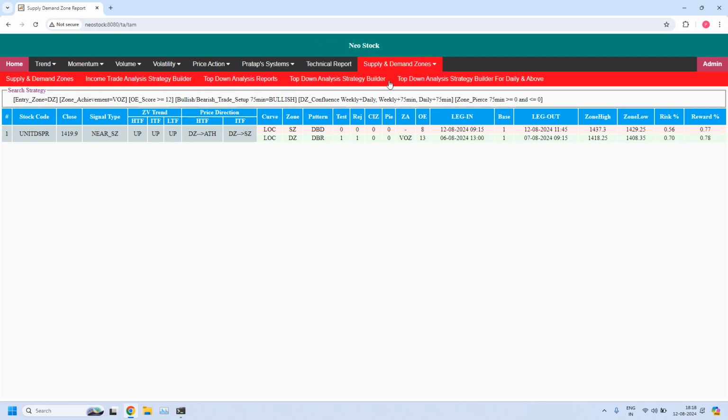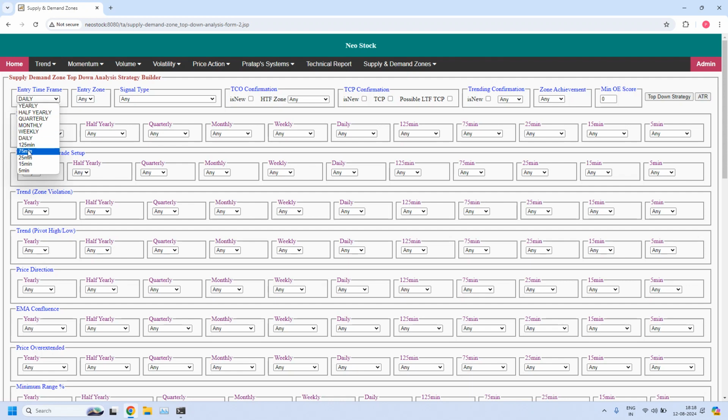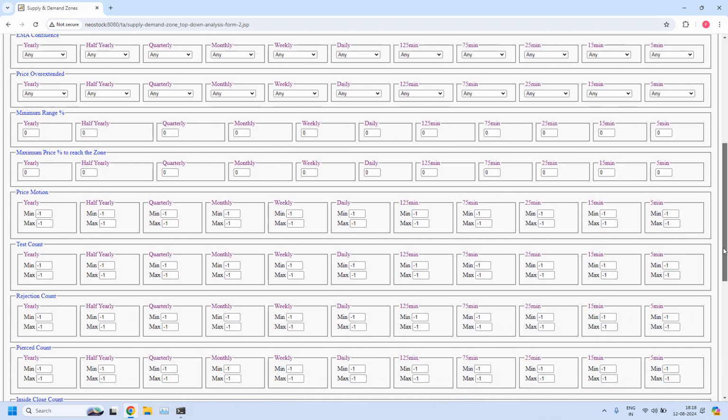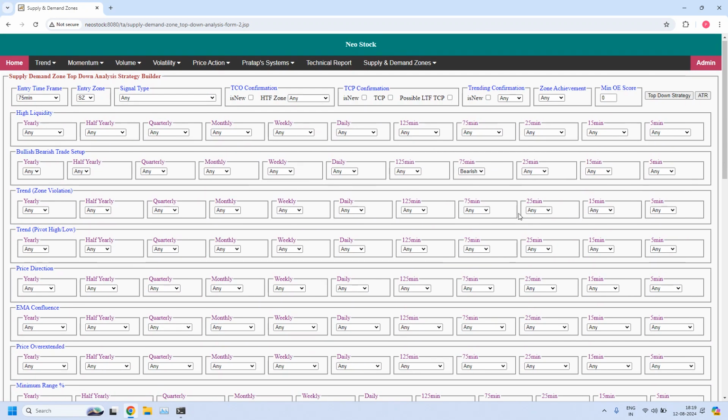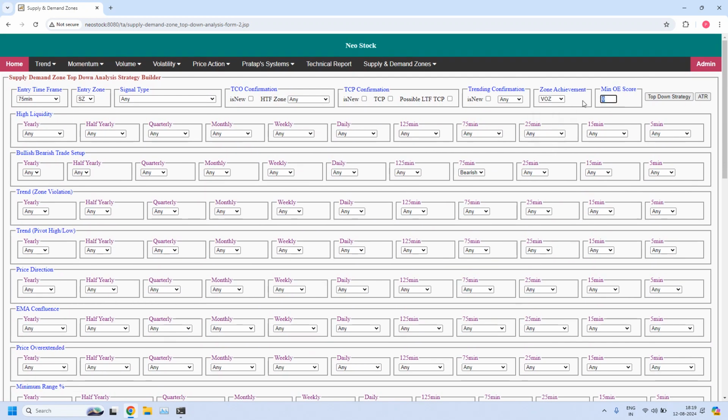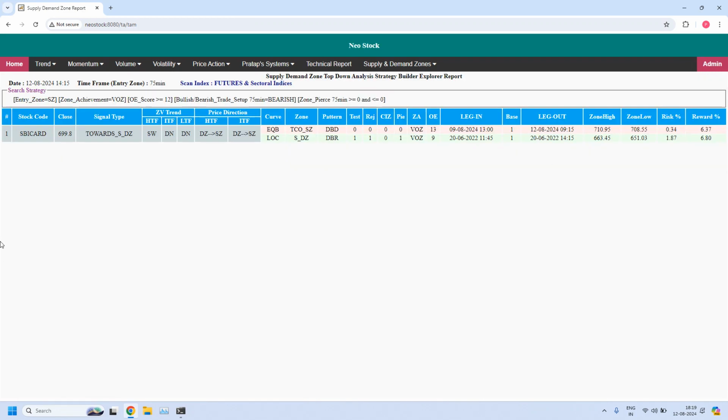Next, bearish trade setup for weekly income trade. Entry time frame is 75 minutes. Entry zone is supply zone, and in bullish or bearish trade setup at 75 minutes time frame, I am selecting bearish, and the 75 minutes supply zone should not be pierced. So pierced count on 75 minutes minimum 0, maximum 0. Zone achievement is violated opposing zone. Minimum order enhancer score 12. All the 3 filters are applied to the 75 minutes supply zone. Now only 1 stock is filtered. That means currently only 1 stock is supporting bearish trade setup for weekly income trade. That is, entry time frame is 75 minutes.